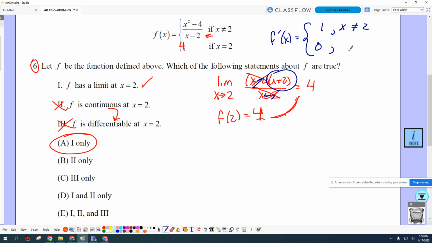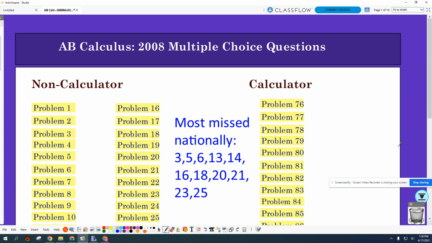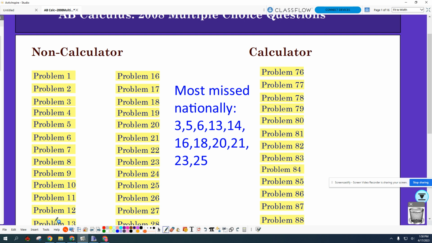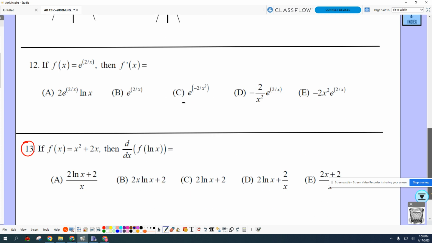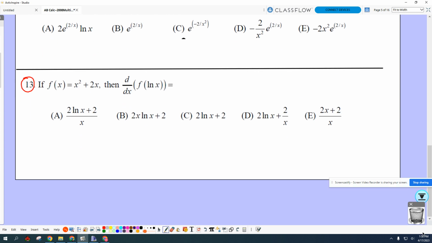Those most missed ones, 3, 5, 6, and 13. Why did it do this? You can do this a couple of ways. Asher, what's your suggestion of ways to do it?